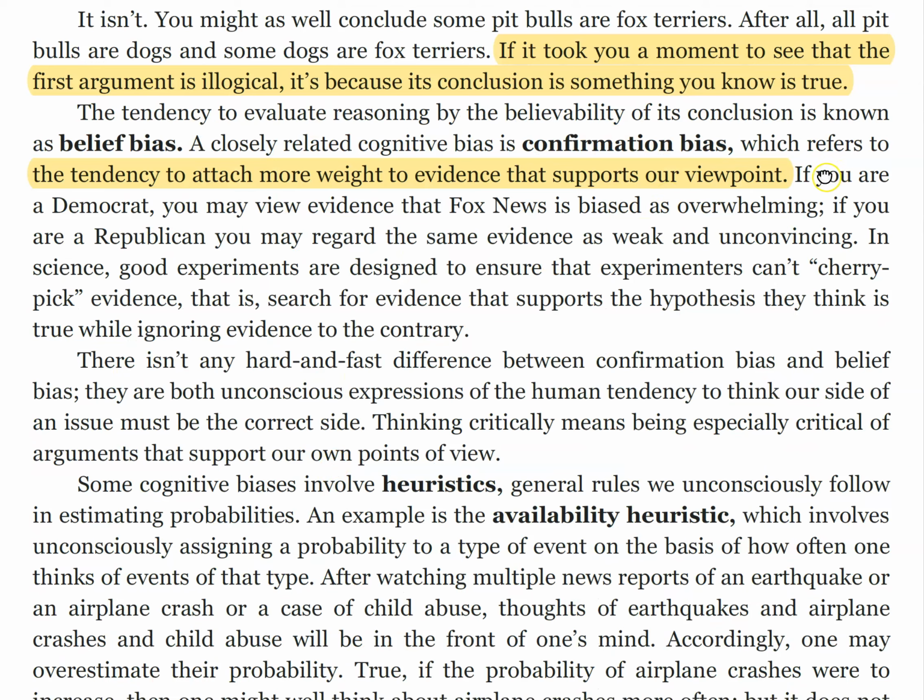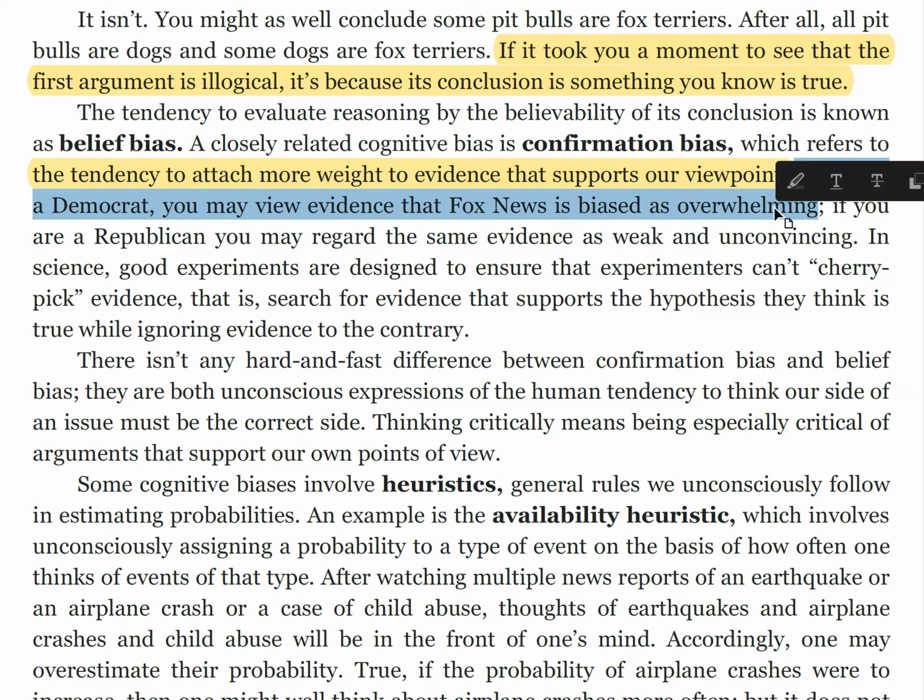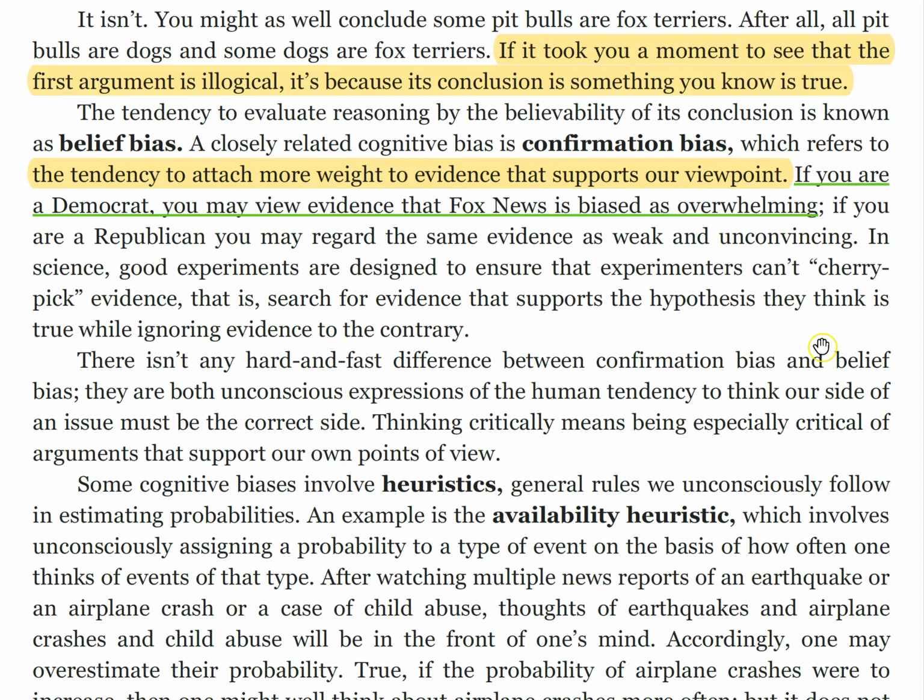So the textbook has this really great example. If you are a Democrat, you may view evidence that Fox News is biased as overwhelming. Right? If you're a Democrat, I'm sure you can think about this. Fox News, it's a conservative news channel. Obviously, they're biased. You just think this is an overwhelming, obvious fact. Conversely, if you're a Republican, you may regard the same evidence as weak and unconvincing. Right? That exact same set of evidence.